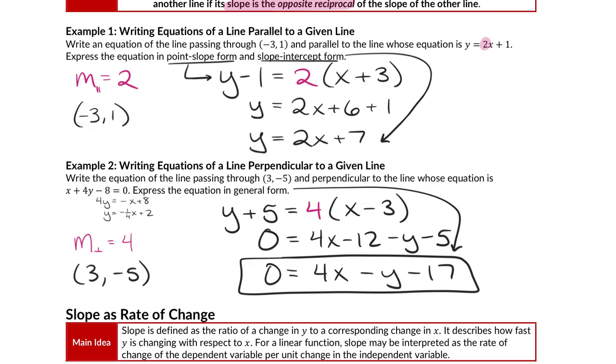General form. Say again? X is always first and the y is second. Yes, x is first, y is second, the constant is last, and it can be 0 equals or equal to 0.